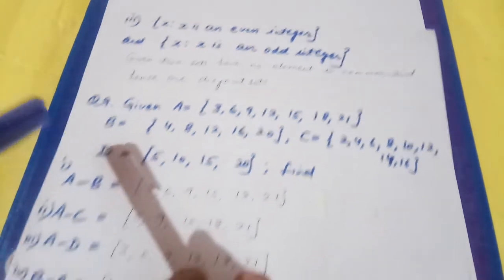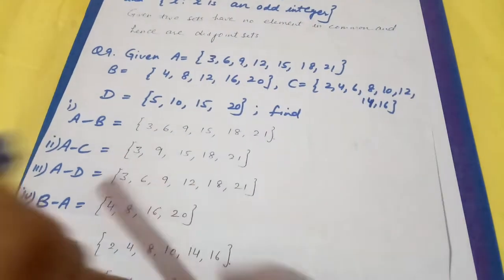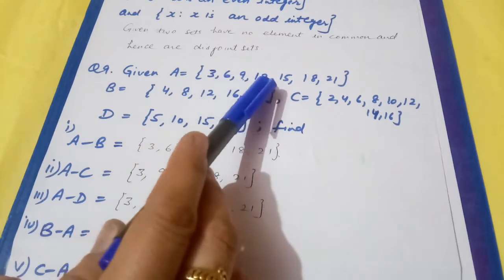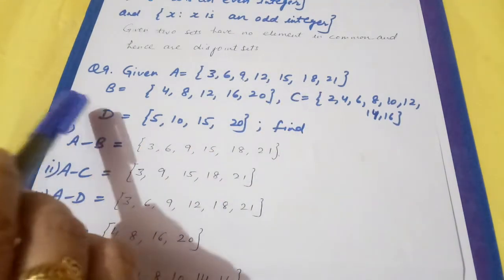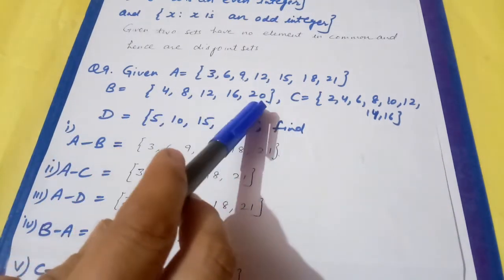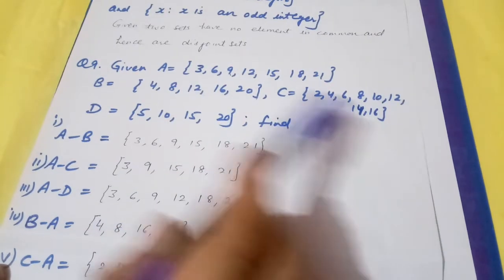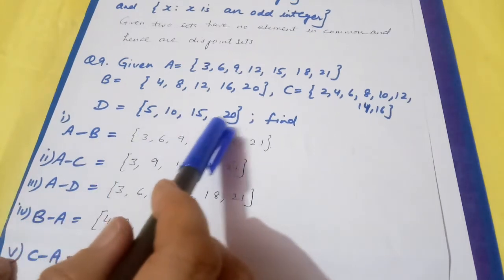Now in question number 9 we have given four sets A, B, C, D. The elements of A set are 3, 6, 9, 12, 15, 18, 21. B set: 4, 8, 12, 16, 20. C set equals 2, 4, 6, 8, 10, 12, 14, 16. And D set equals 5, 10, 15, 20.